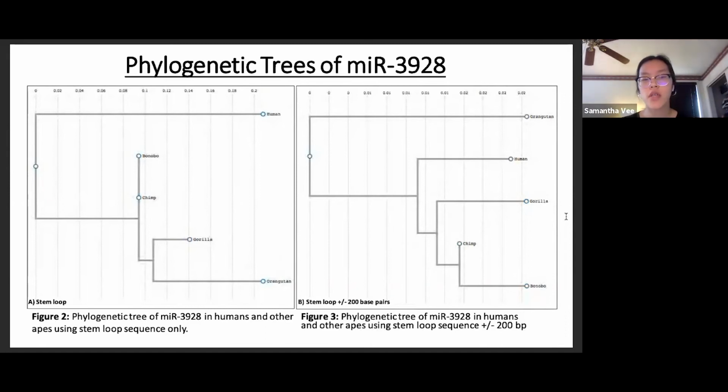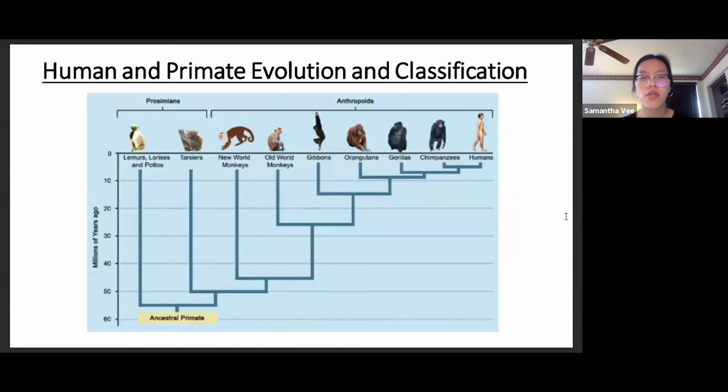These trees also diverge substantially from the accepted evolutionary relationships among these species, shown here. Next slide, please. Which shows that this gene has been under intense selection and has been evolving rapidly, especially in humans. Next slide, please.